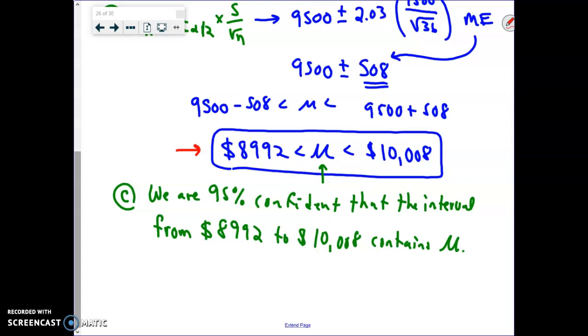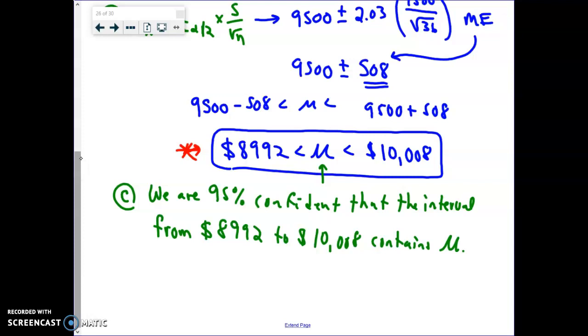Matter of fact, we're hoping that this is not one of the approximately 5 of the 100 that doesn't. So we can say that we believe it to be in there. Again, if you want to take more samples, you can, but in essence, what we're saying is that we believe with 95% confidence that that interval does contain the population mean. If we again take samples of 36 from that population and construct an interval, we believe approximately 95% of those intervals should contain the population mean. And we think that this one more than likely does.